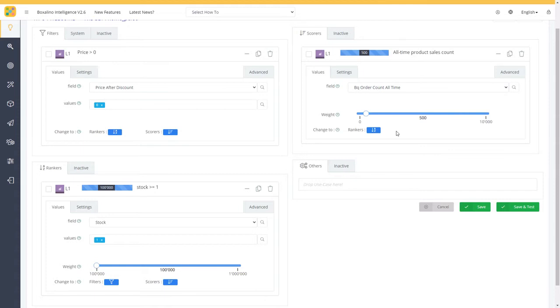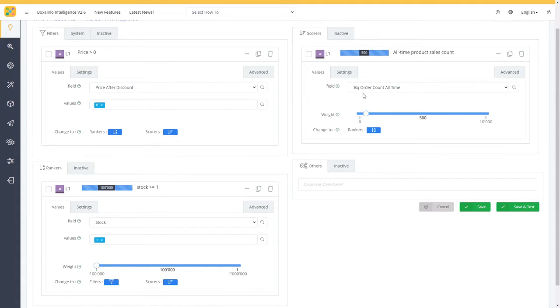The price and the stock use cases are conditional for the simple reason that their evaluation is either true or false. That means that the product either has a price at 0 or bigger than 0. It's either true or false. The stock is either bigger or equal to 1 or not. It's either true or false. These 2, as we discussed, are conditional. Now, this one is not. This one is a linear one.